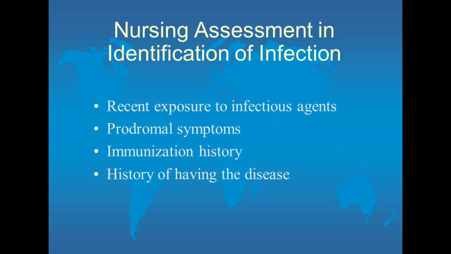Nursing assessment and identification of infection. You look at recent exposure to infectious agents and prodromal symptoms. Everybody figure out what prodromal is. Prodromal is when you first come down with an illness, but before it's full blown. You don't know what it is yet, and so they have this series of symptoms before it becomes the full-blown illness. That's what prodromal is. You look for a patient's immunization history and a history of having had particular diseases.